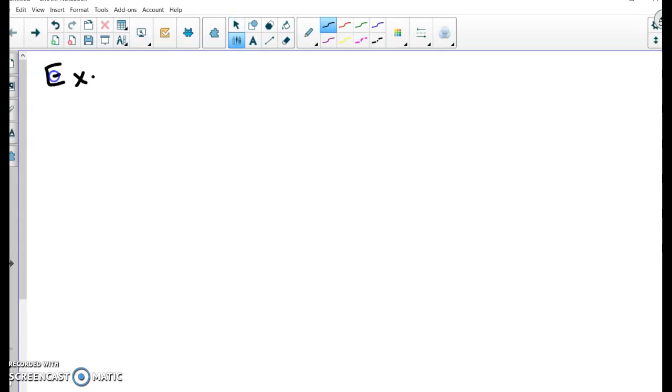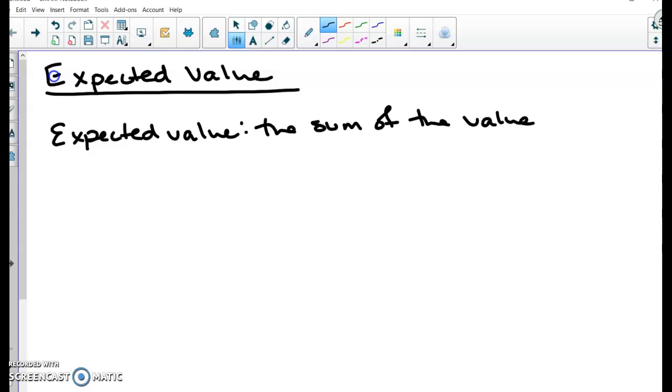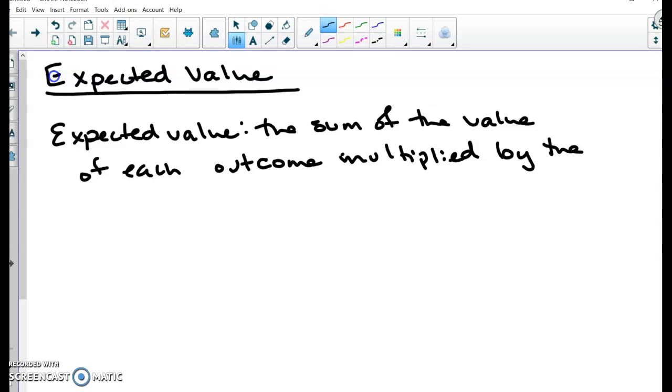Since we've been talking a lot about probability, there is another piece of probability, and that's dealing with expected value. Expected value, by definition, is the sum of the value of each outcome multiplied by the probability of the outcome.